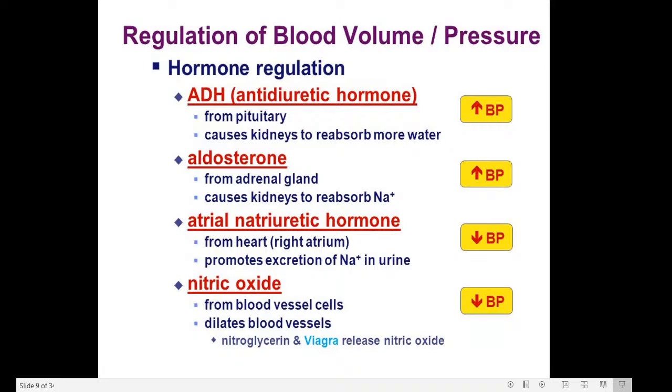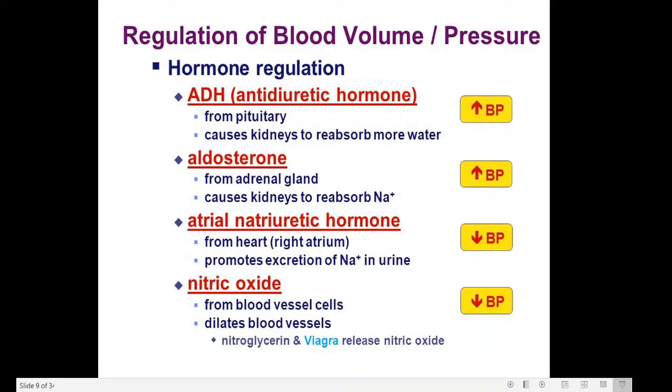The first one, aldosterone, promotes reabsorption of Na plus. Here, it promotes the excretion of Na plus ions in urine. Due to this function, there is low blood pressure.